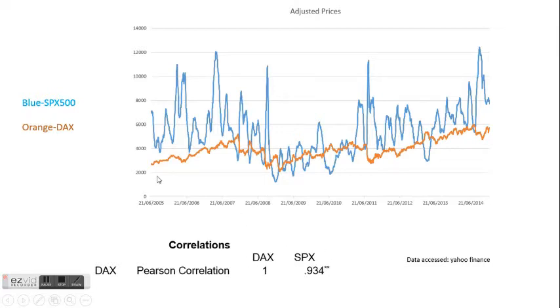Although this is a shorter time frame graph, going back from 2005 to 2014, this 0.93 correlation is not perfectly representative, but it gives you the picture of how they move. They move together.